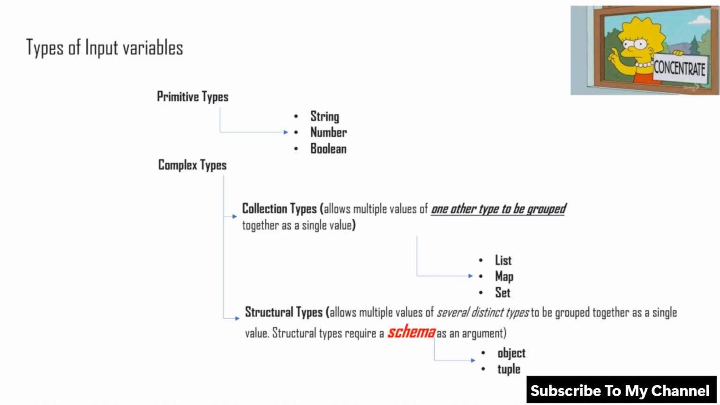So you use collection types when you want to allow multiple values of another type to be grouped together as a single value. And you use structural types when you want to allow multiple values of several distinct types to be grouped together as a single value. So one important distinction is whenever you're using a structural type, then you also need to mention the schema for that particular type. Whereas for collection types, you do not need to mention the schema. You can just mention what type it is. So these types I will explain using examples. So let's go ahead and see the examples in the next chapter.